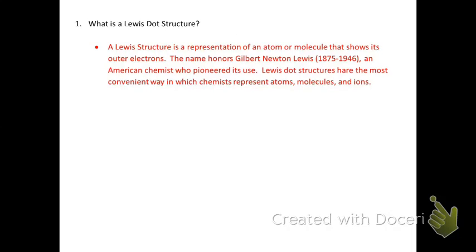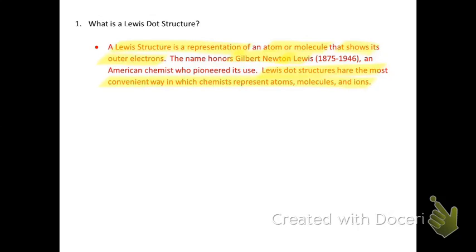Alright, to start us out, we're going to look at what a Lewis dot structure is, what it looks like, and so forth. So the idea is a Lewis structure is a representation of atoms and molecules that shows their outer electrons. This was done by Gilbert Lewis. And again, Lewis dot structures are the most convenient way in which chemists represent atoms, molecules, and ions.